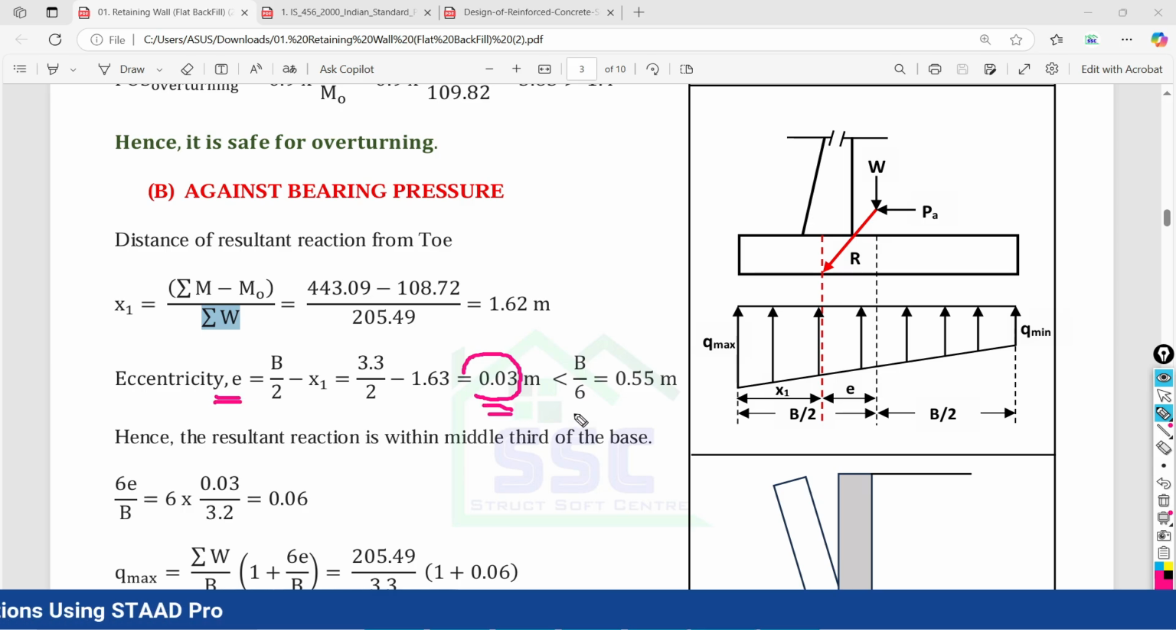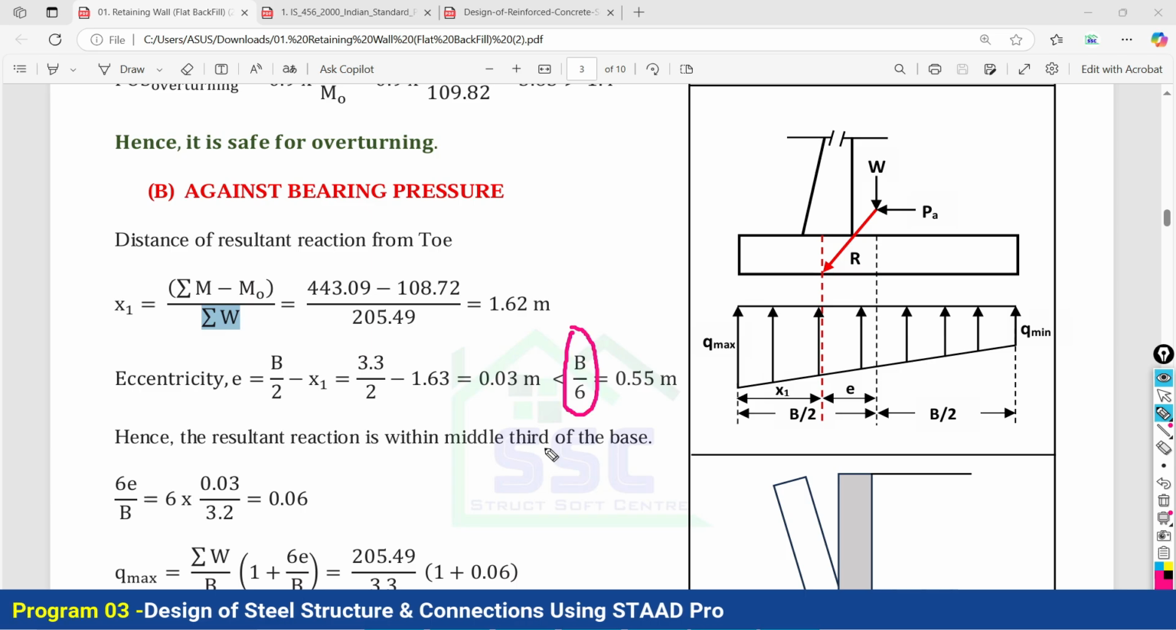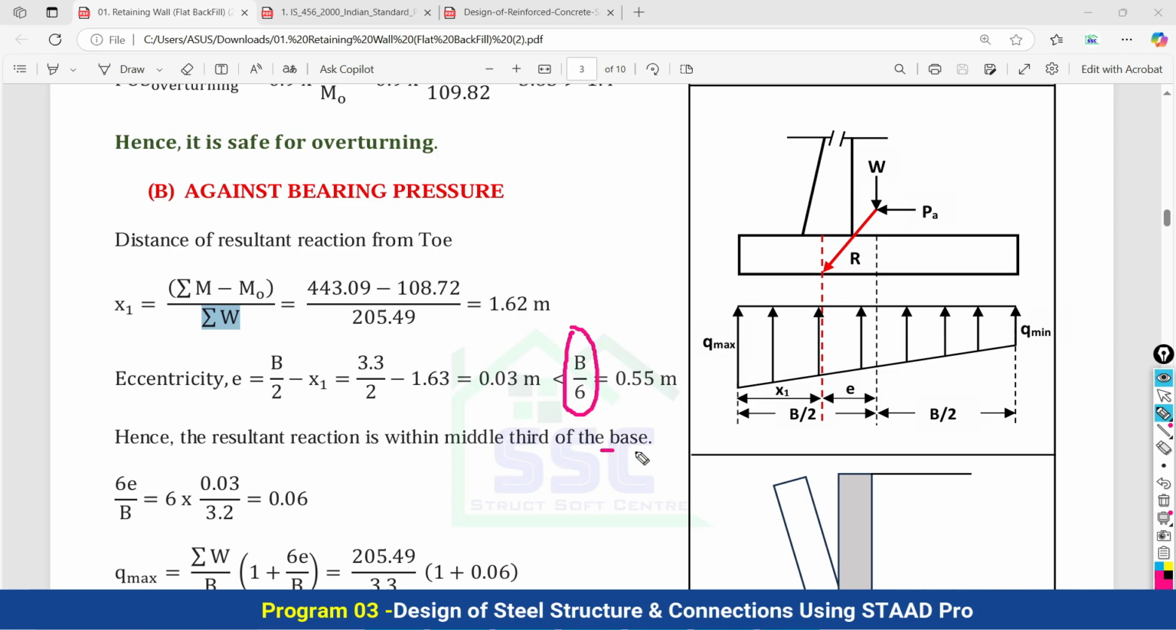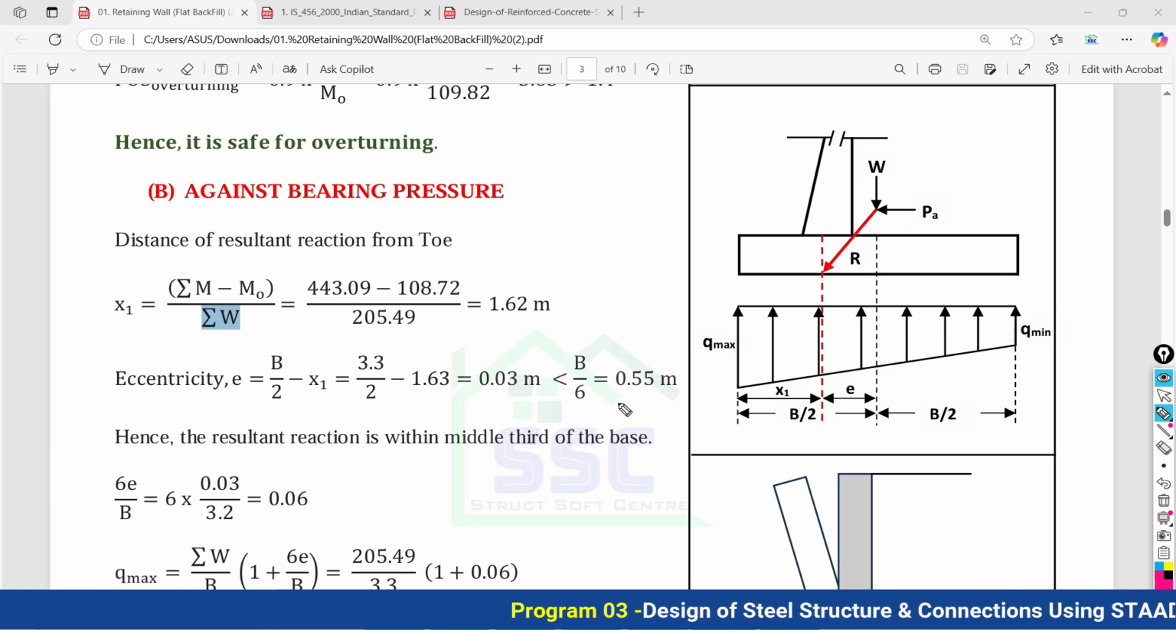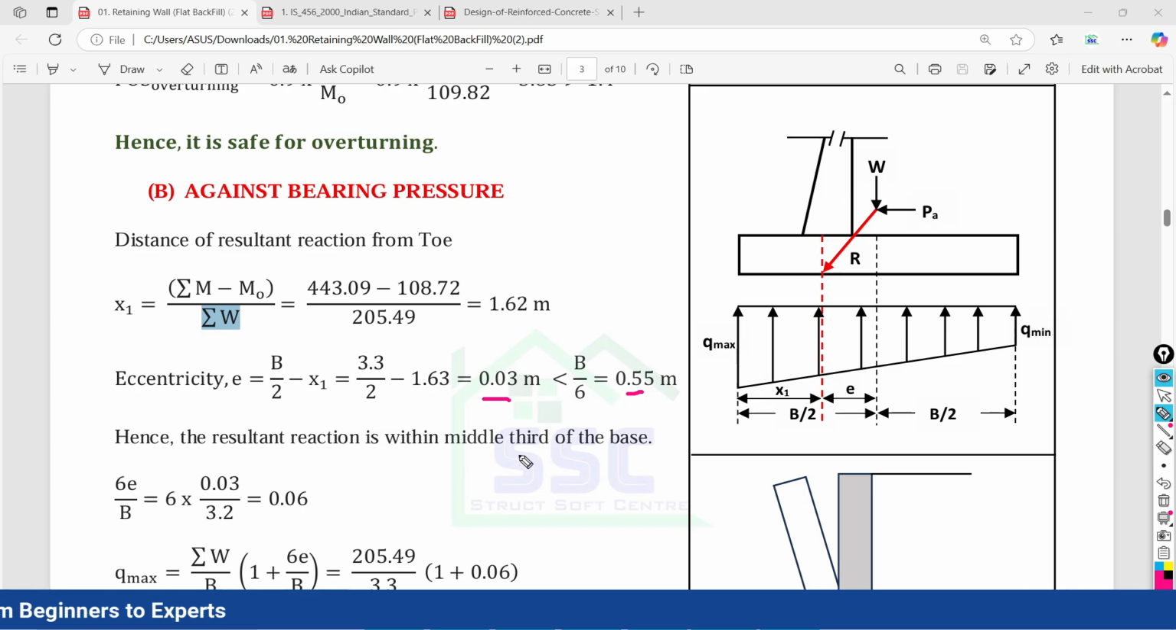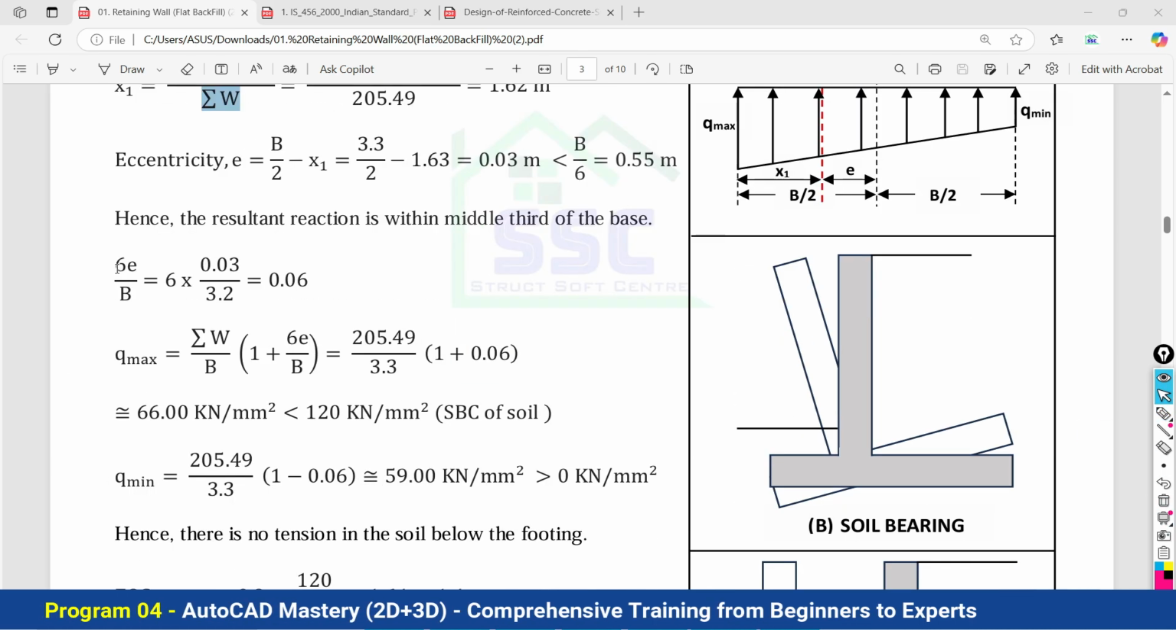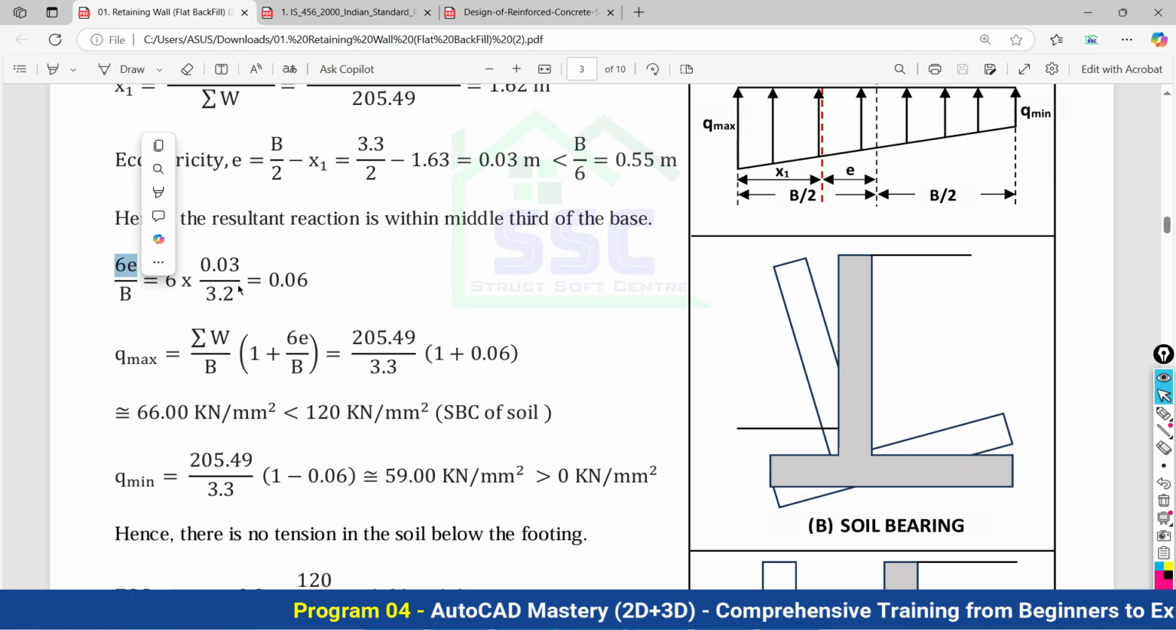Now this value should be less than b by 6, that is the middle third of the base. b by 6 is nothing but 0.55 meter. So your eccentricity is less than 0.55, which means it is safe. Hence the resultant reaction is within the middle third of the base. That is a good thing for the stability of your retaining wall. Now here 6e divided by b, we are getting the value of 0.06.